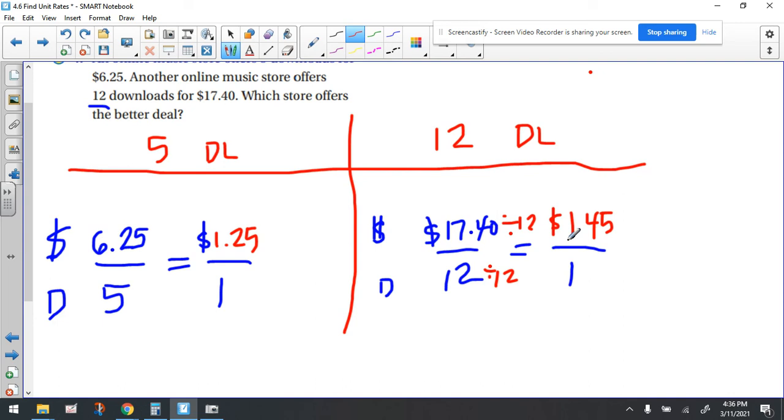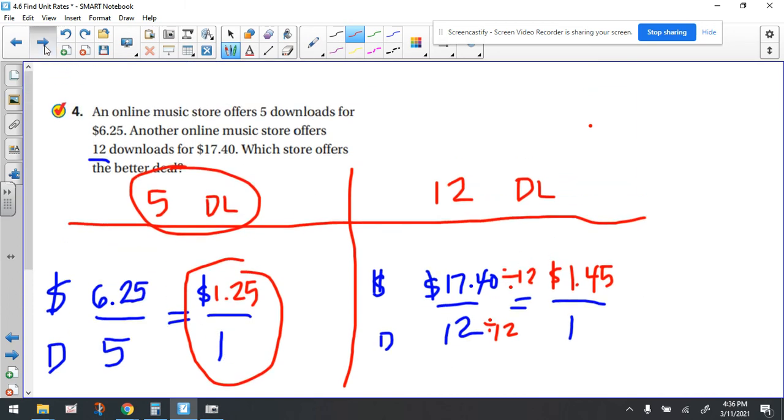All right, so when we analyze the math there, which store offers a better deal? So would you rather pay $1.25 for that 1 download? Or is it a better deal to pay $1.45 for that 1 download? Well, wouldn't this be a better deal? So if there was an answer space and we had to write something on it, we would say the store that offers the 5 downloads for $6.25 on the answer space.